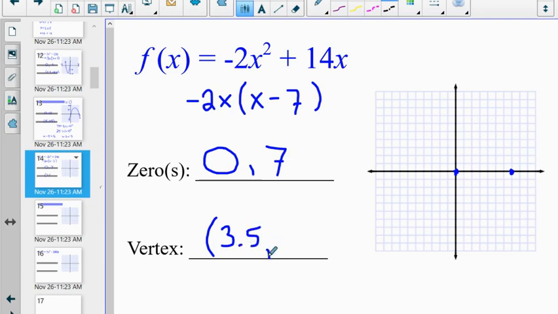And then once more, I'll plug this into my calculator. I'm going to use the second equation this time. I'll do negative 2 times 3.5, and then multiply that by 3.5 minus 7. And I get 24.5.